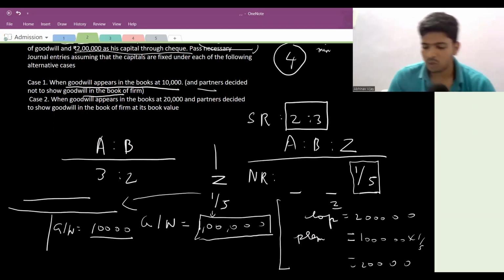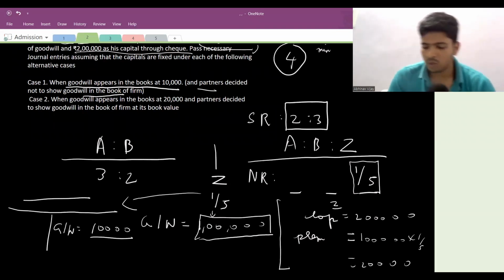Wait. You can ask me why are we writing off in the old ratio? See, the goodwill is appearing in the books, so there must be some purchased goodwill before Z is admitted. Before Z was admitted, A and B used to bear the expenses and the income was shared in 3:2. So we are just writing off the goodwill that has been bought by the partners in the ratio of 3:2. That's it. Now, this first part is over.